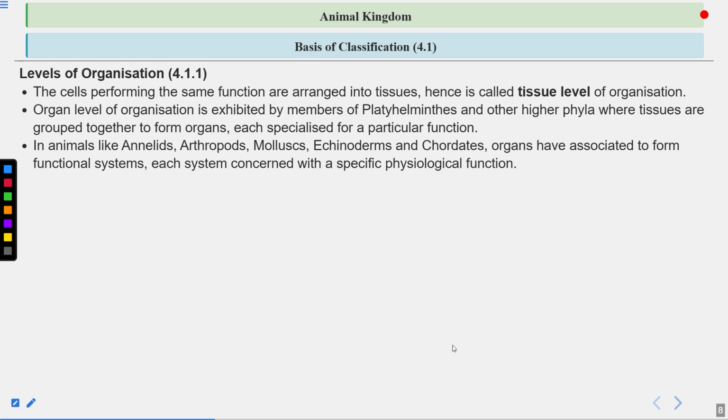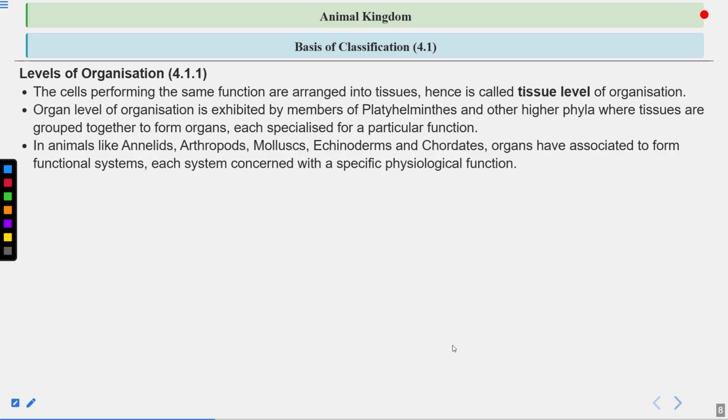Now, in the case of animals like annelids, arthropods, mollusks, echinoderms, and chordates, organs are associated to form a functional system. Now here there is a formation of a system. We are not talking about a single organ. We are talking about a system.